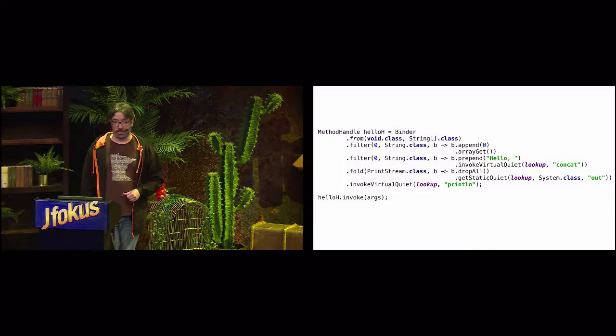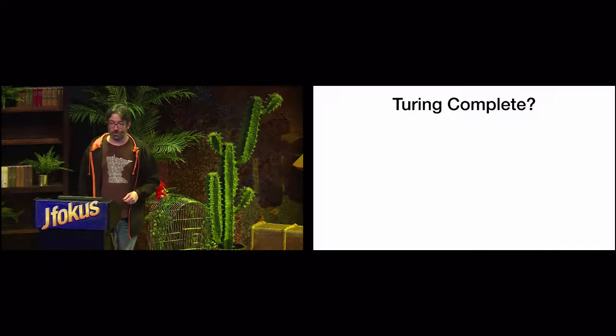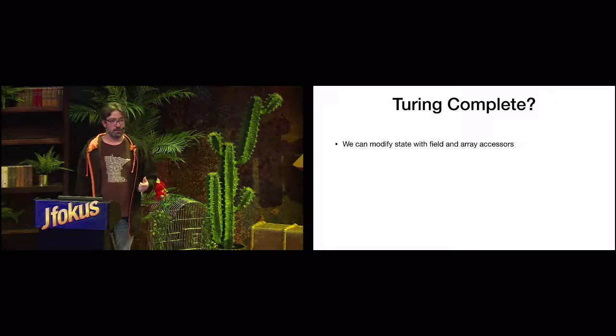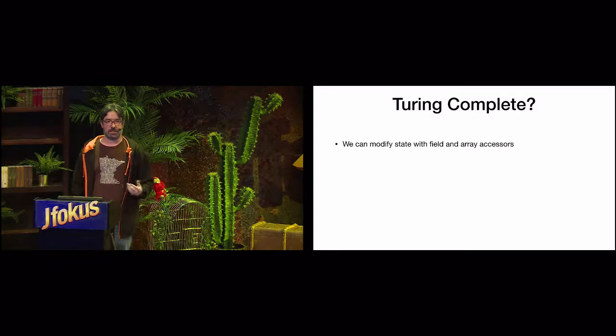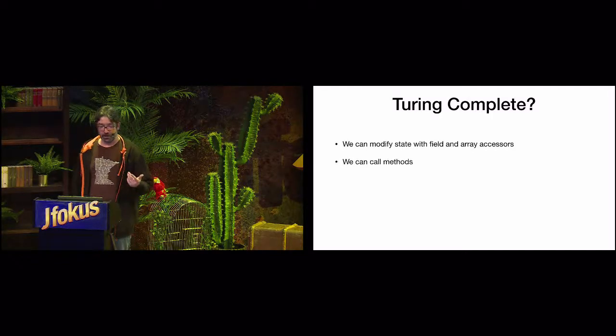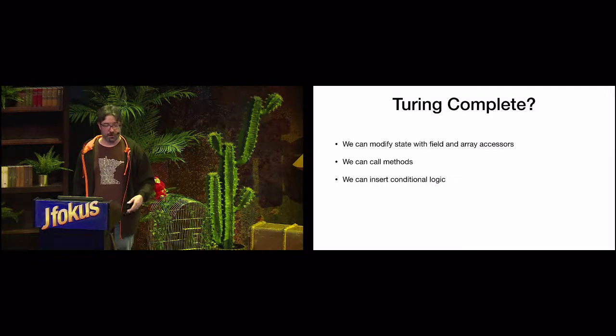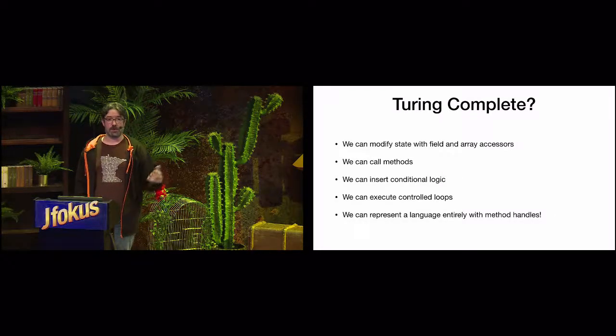So now I mentioned that we might be able to do something a little bit crazy with this. With the addition of loops in Java 9, the MethodHandle API is really pretty much Turing Complete. It was kind of Turing Complete before if you had an infinitely long stack. Now we can do loops and actually generate essentially any set of expressions, any piece of Java code, as a chain of method handles. So we can modify state in memory. We can call methods. We can have conditional logic. We can execute loops. We can turn pretty much any language on the JVM into a chain of method handles. So why not try this?